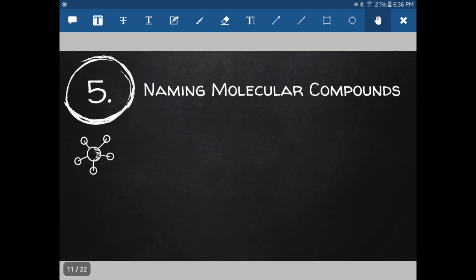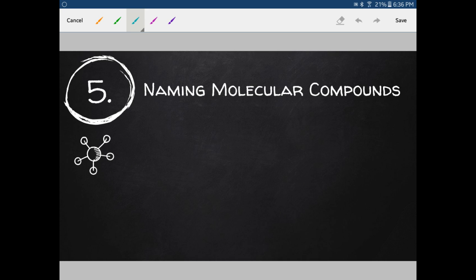So if we go over to naming molecular compounds, our naming of molecular compounds is a little bit different than our naming of ionic compounds. Okay, we deal with some prefixes, and we have to be sure that we are only dealing with compounds with 2 nonmetals. So if we take a look at one of those examples, or a few of those examples, we'll do it the same way here.